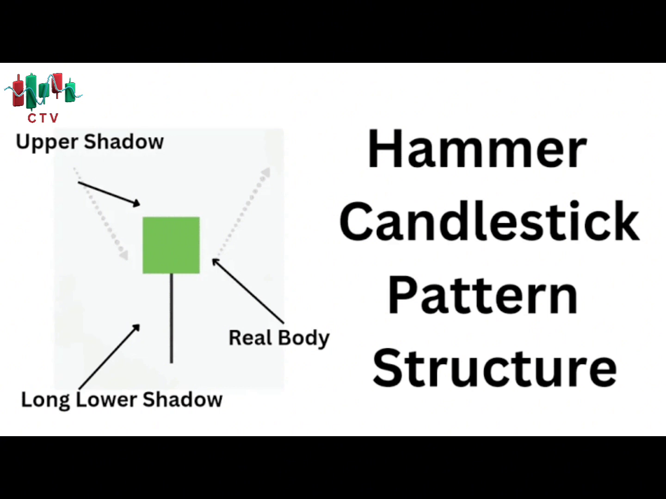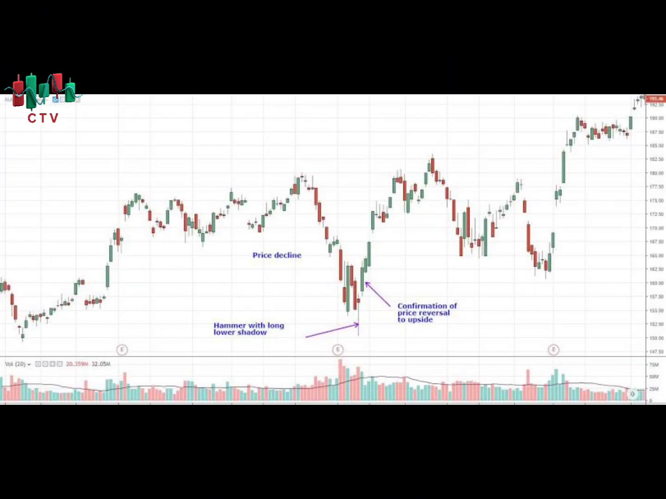The body of the candle, which is the difference between the opening and closing price, should be small. This body can be either red bearish or green bullish. Long lower shadow. The most defining feature of a hammer is its long lower shadow wick. The shadow wick should be at least twice the length of the real body.